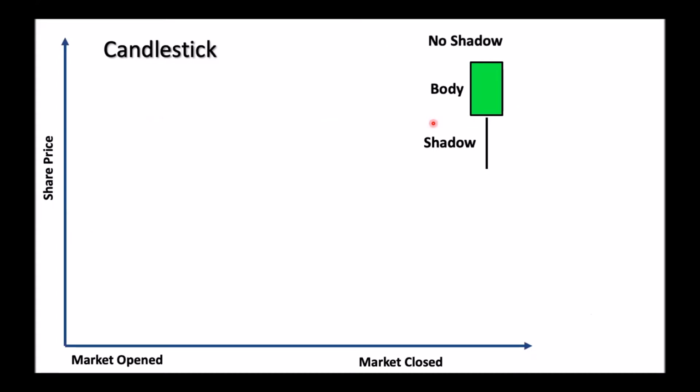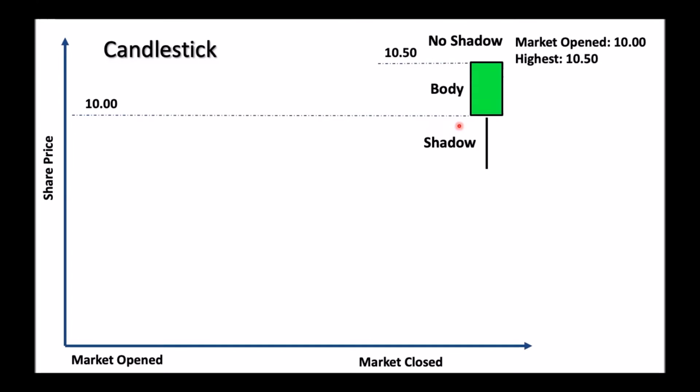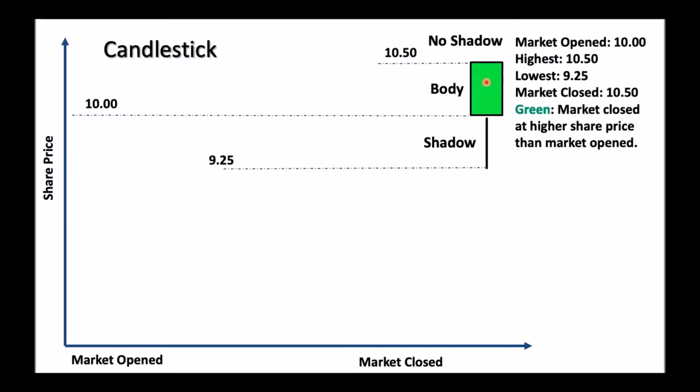So sometimes you see this pattern, no shadow on top. This one we actually call a hammer. This is because the stock opened at 10 ringgit, highest 10.50. It may go down to 9.25, lowest of the day. Then it closed at the highest mentioned just now, 10.50. So in this case, it's still green because the market closed at a higher share price than open. But there's no upper shadow because the highest is equal to the close price.